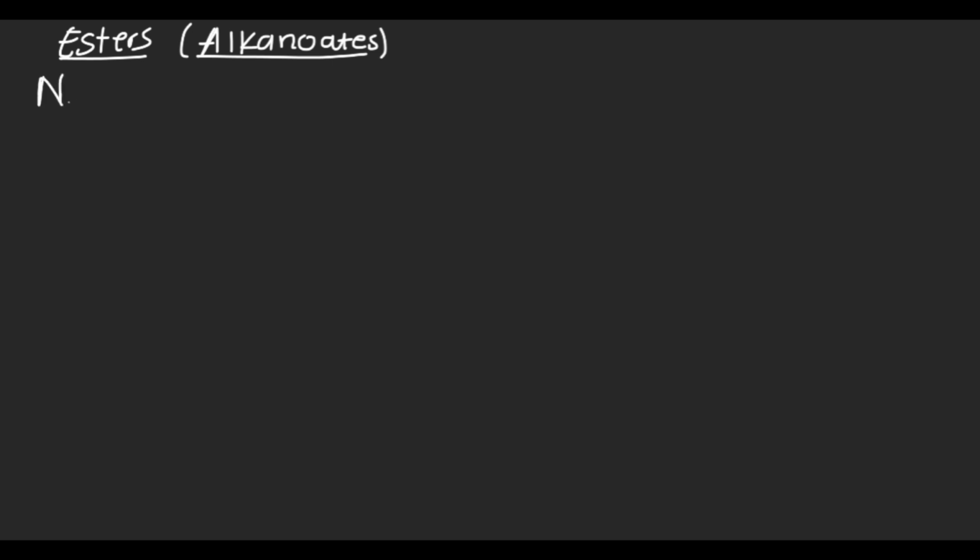So, we have the natural esters. The natural esters are those that are widely found in nature. Then the second one, we have what we call the synthetic esters. So these are just the man-made esters. Now let's look at some of the properties for esters.